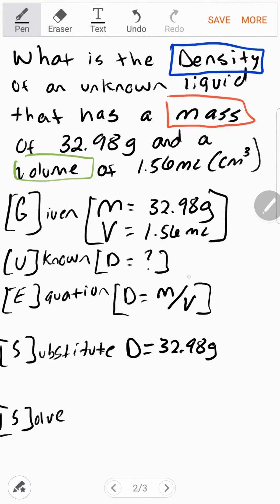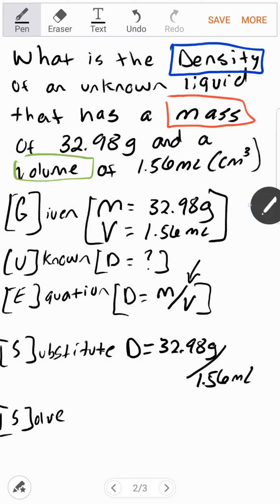Did I change my division bar here? No, I didn't. So I leave it the exact same. And did I change my volume? Yes, I did. So I'm going to change it to 1.56 milliliters. So that's what I have. That's my math problem. D equals 32.98 grams divided by 1.56 milliliters. And I can just push it into the calculator and solve it. So let's see what we have.